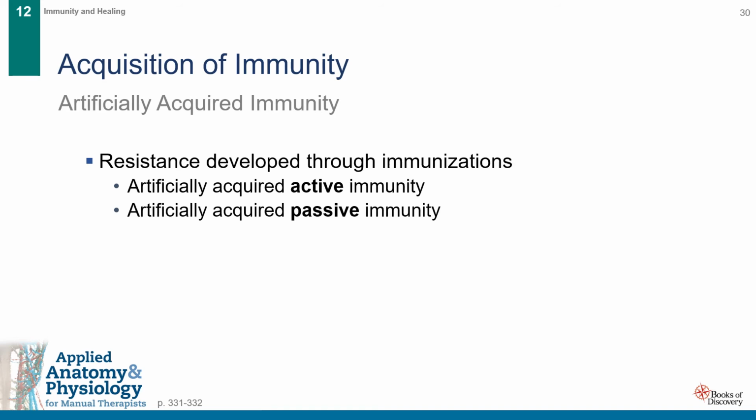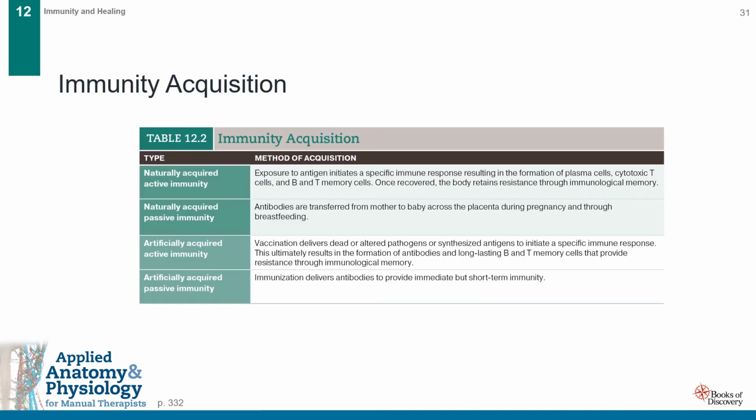And with artificial acquired immunity, resistance is developed through immunizations, artificially acquired either by way of active immunity or artificially acquired by way of passive immunity. Our table here illustrates immunity acquisition. There are 4 types: naturally acquired active immunity, naturally acquired passive immunity, artificially acquired active immunity, and artificially acquired passive immunity.